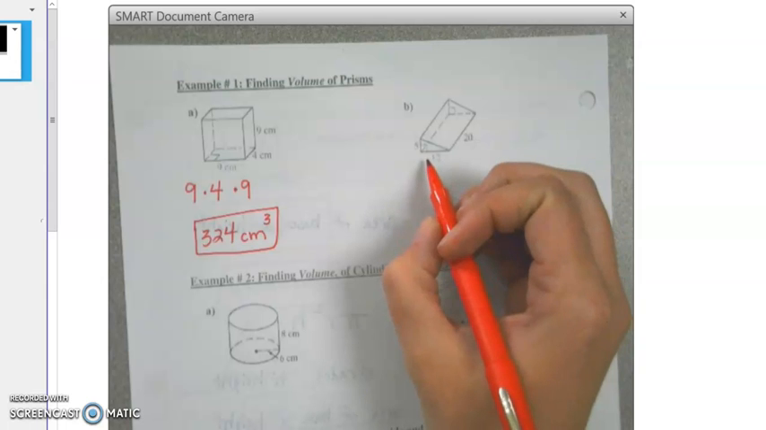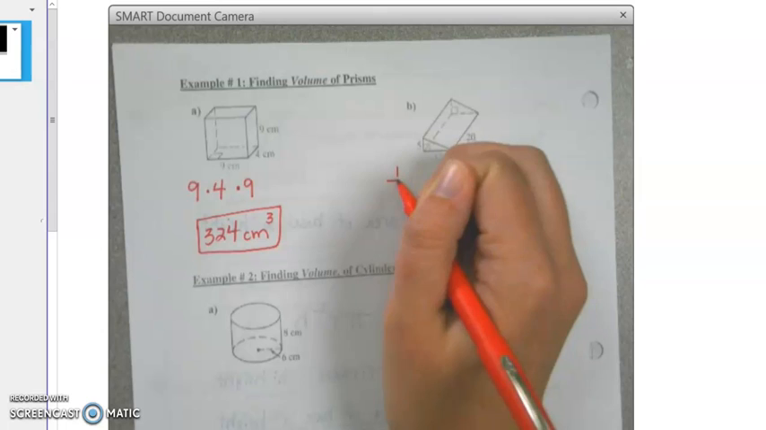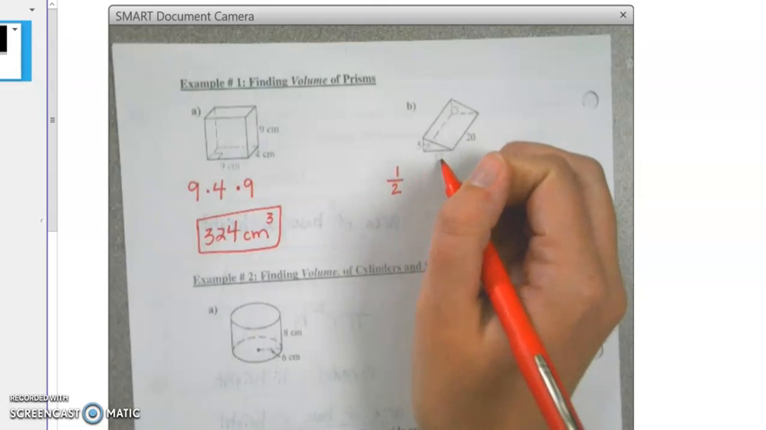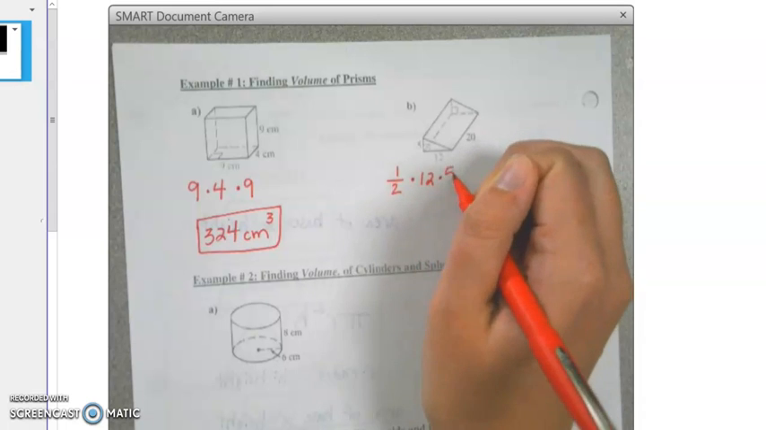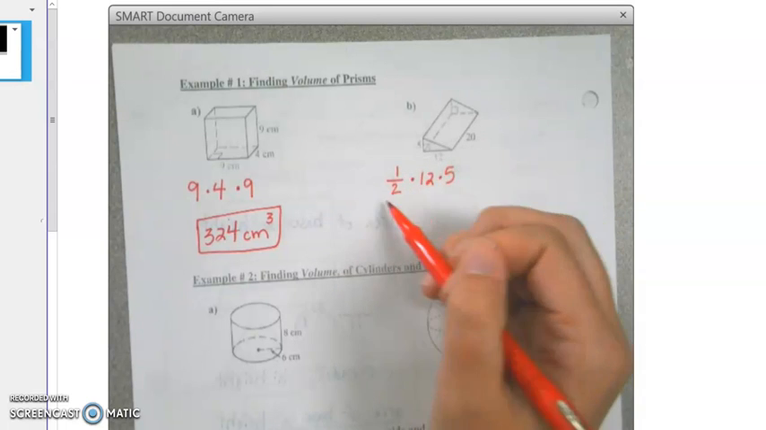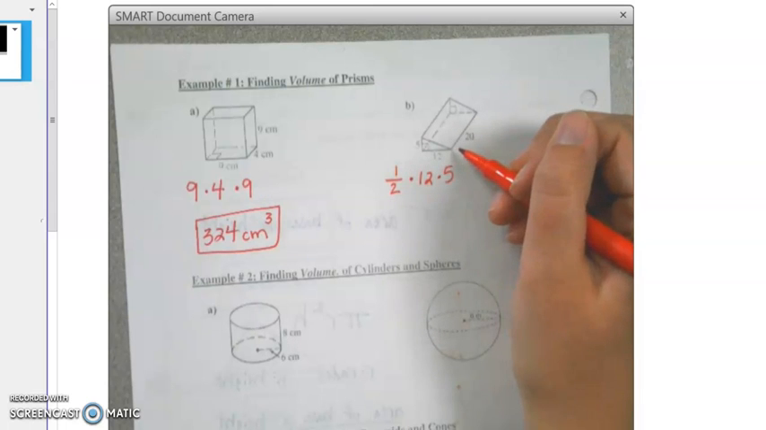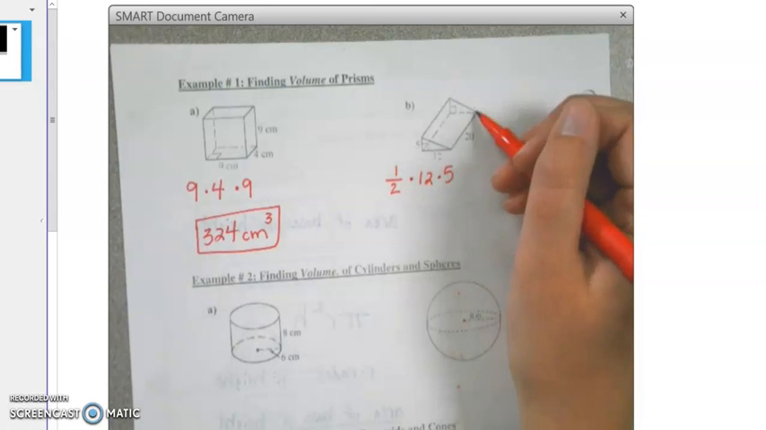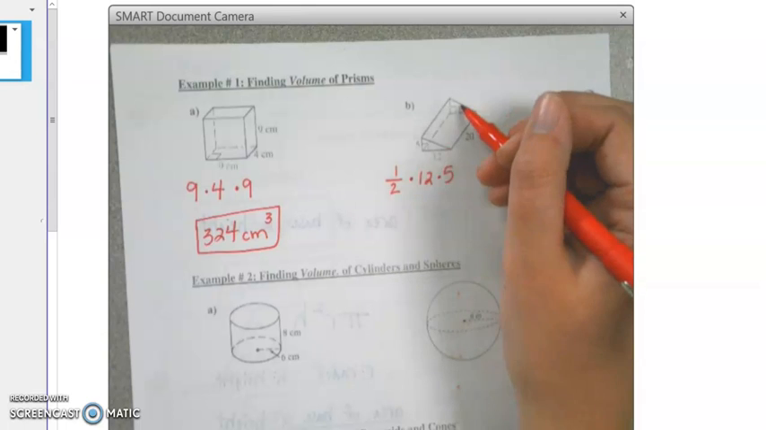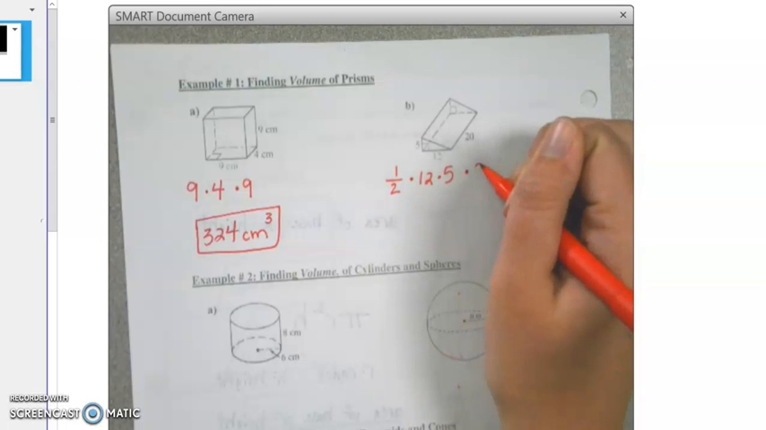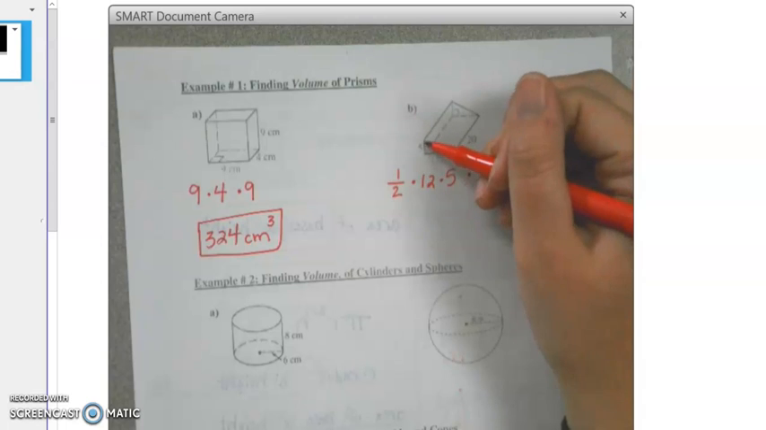So I need to find the area of the triangle first. Area of a triangle is 1/2 base times height. The base is 12. The height is 5. So this gives me the area of the triangle times the height of the whole figure. The height of your whole figure is the distance between your two bases. There is a base here and a base here. See the two triangles? So times the height of the whole figure. The height of the figure does not change because it is laying sideways.